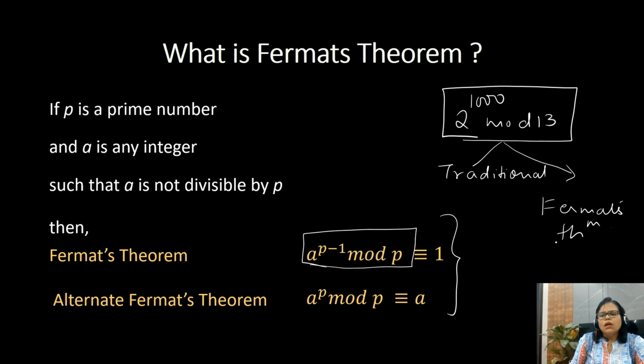In Fermat's theorem, you eliminate some steps of the traditional method by directly replacing A raised to the power of P minus 1 mod P with 1. Since you already know that this theorem exists, you need not do the computation till you reach A raised to the power of P minus 1 mod P. You can directly replace it with 1. So this makes computation very fast, and hence this is one of the reasons why Fermat's theorem is used in cryptography. It makes the computations very fast.